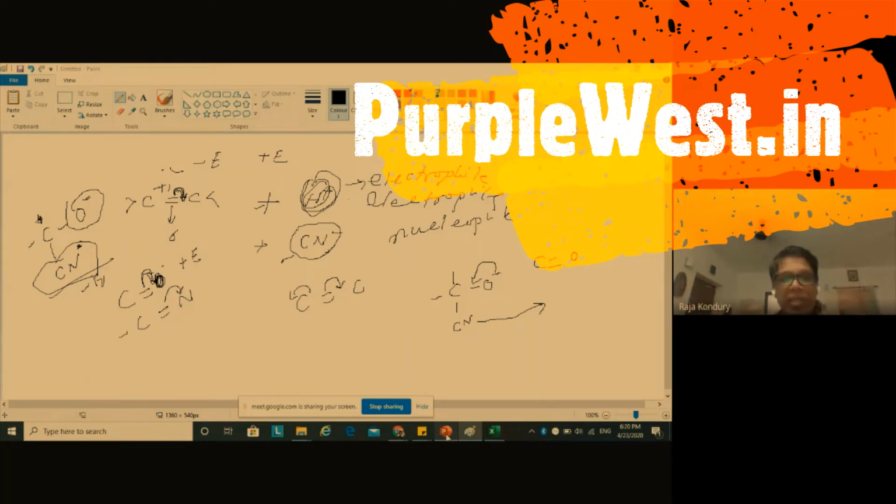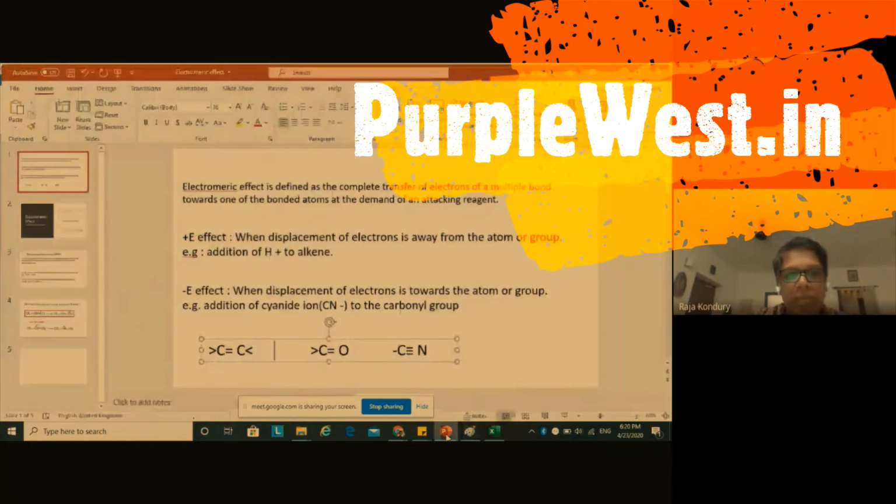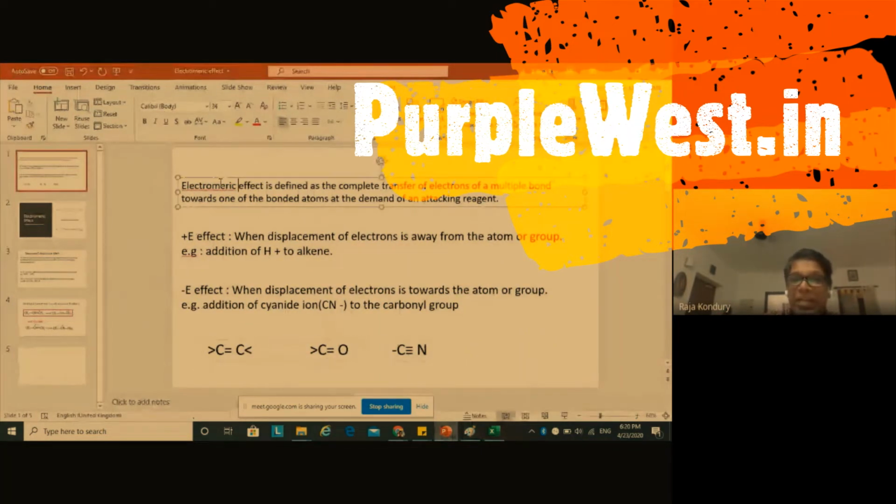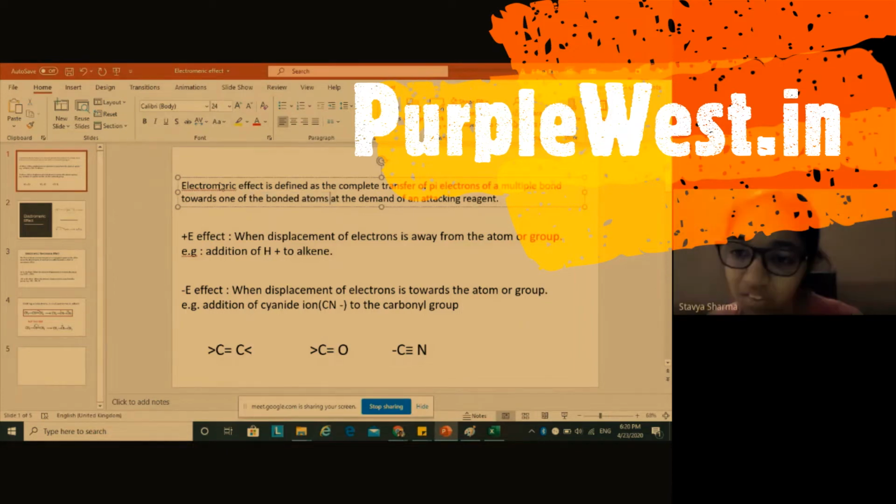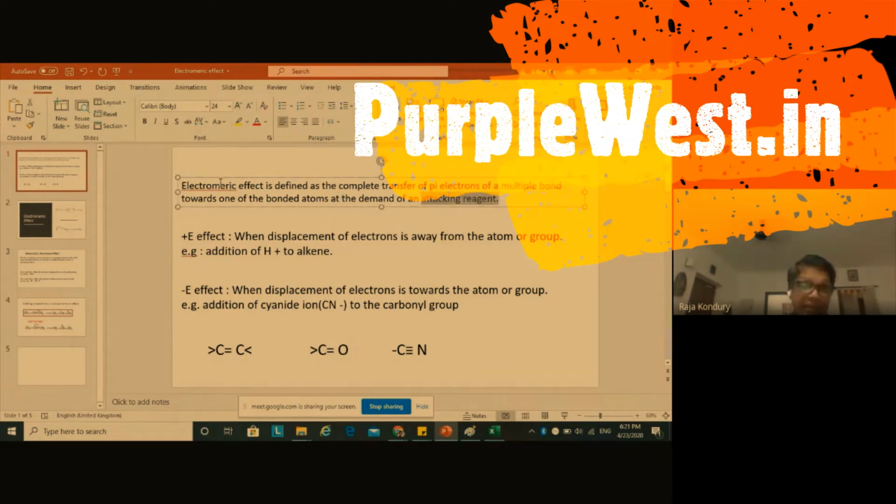So let's have a look at it now. The electromeric effect is defined as the complete transfer of pi electrons of a multiple bond towards one of the bonded atoms. And which is that bonded atom? The one which is more electronegative, at the demand of an attacking reagent. So it all depends on the attacking reagent's nature whether to call it plus E effect or not.